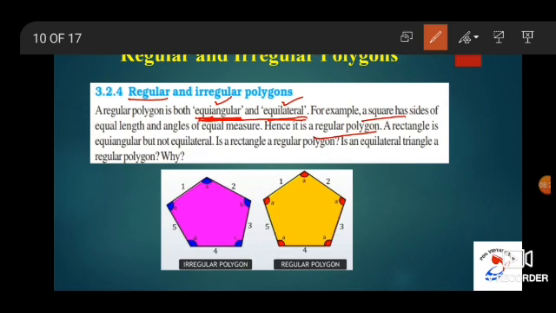Now let's talk about the rectangle. If you consider a rectangle, it is equiangular but not equilateral. Why, children? In a rectangle, all the four angles will be 90 degrees, so it is equiangular. It is not equilateral because in a rectangle, the two lengths are equal and the two breadths are equal, but all four are not equal. So a rectangle is equiangular but not equilateral.